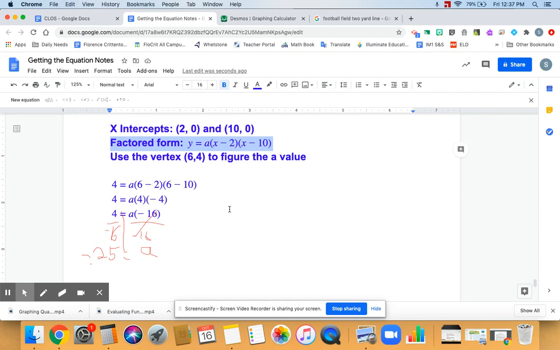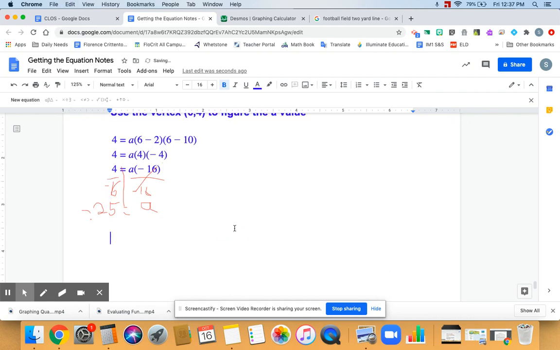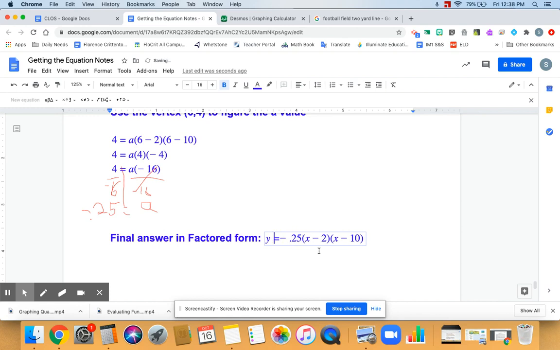So if I take my factored form, my final answer in factored form is that the a in front is going to be negative 0.25. Remember, if you wanted to, you could multiply this out to standard form. You could leave it in factored form. It's probably easiest to just leave it the way it is. But that's the general gist of it.